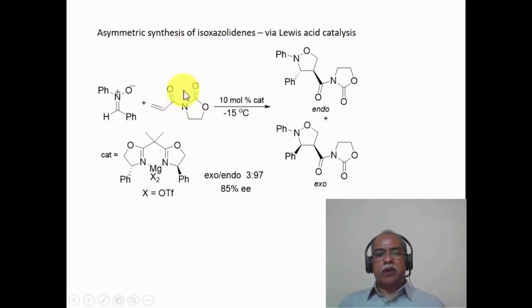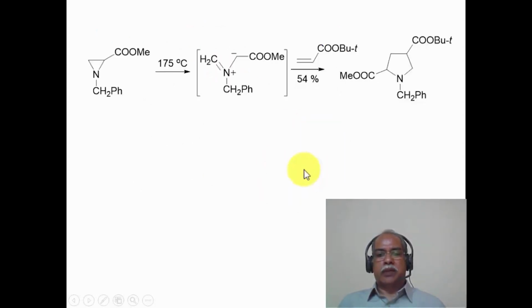and that undergoes the cycloaddition reaction endoselectively to give this particular product in an enantioselective manner. The exo-endo ratio is endoselective. It is 97% endo, and that 97% endo is formed in about 85% enantiomeric excess. So overall, this is a chiral Lewis acid catalyzed 1,3-dipolar cycloaddition reaction of a nitrone to form the asymmetric synthesis of isoxazolidine as the final product in this particular case.